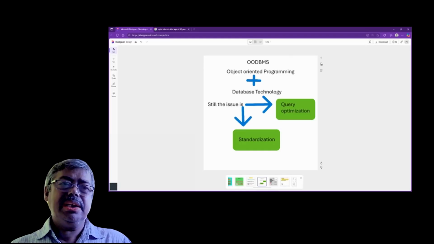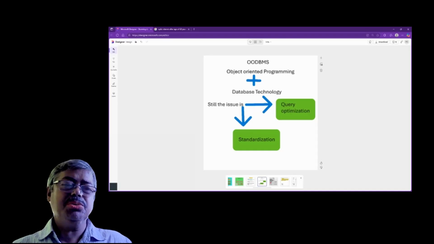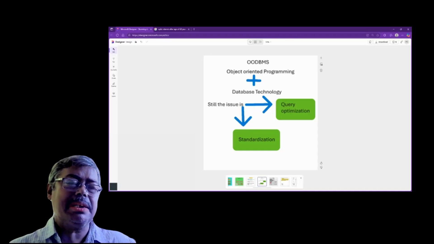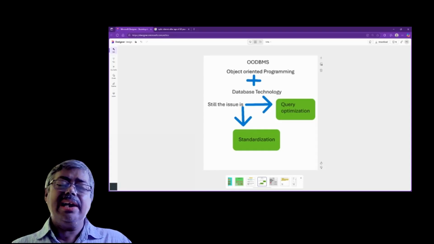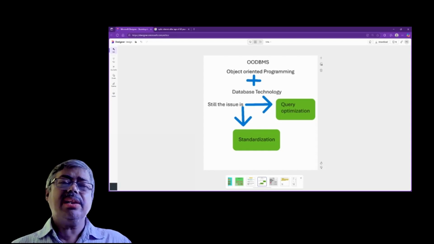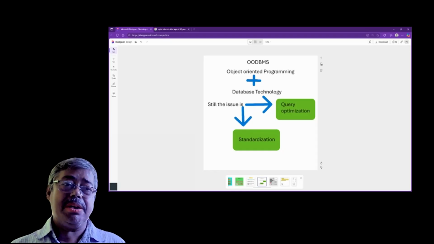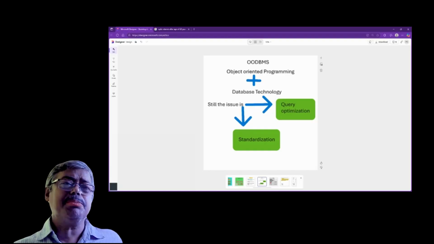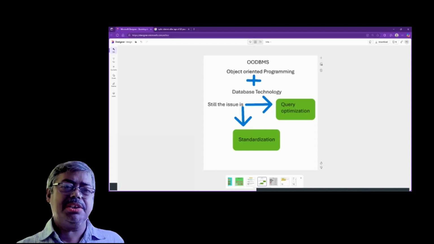But still now, it faces some issues, that is query optimization. Query optimization is the issue which takes maximum time to retrieve any query, any data. And another issue is standardization. Standardization is a policy, a procedure by which the object-oriented database system is guided. But there is no such standard process to follow for the object-oriented database management system.